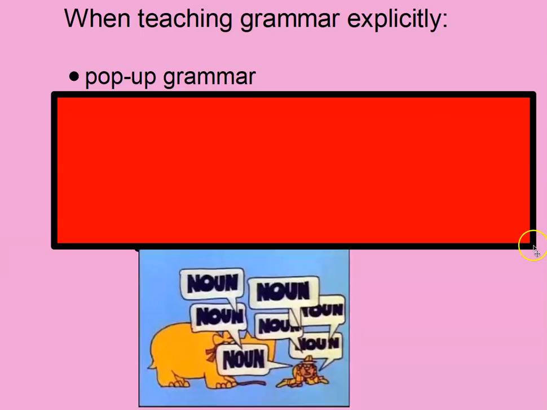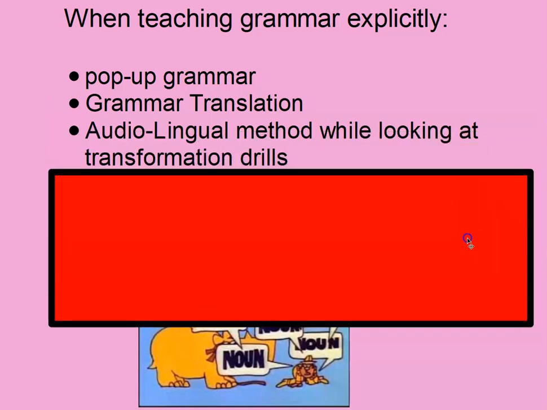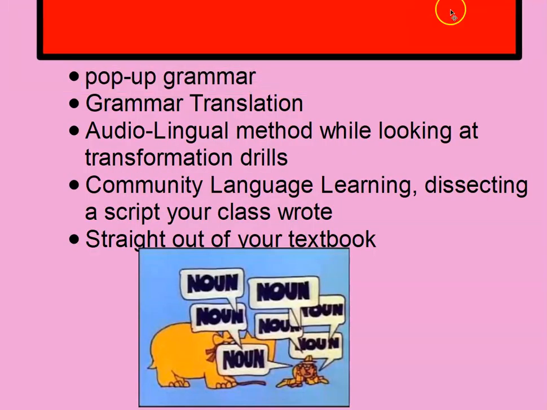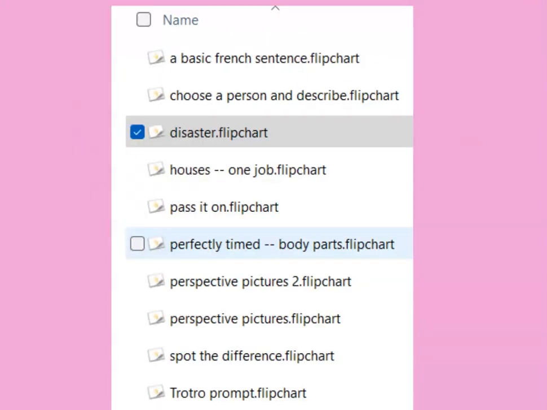When you're teaching grammar explicitly, you're doing pop-up grammar, grammar translation method, audiolingual method while looking at transformation drills, community language learning, and you're dissecting a script your class wrote, or you're working straight out of your textbook and you want to explicitly talk about grammar. This is a really fun way to play with if-then, or if you're working on the construction, first this happens and then this happens. You can show a series of pictures taken moments before disaster, quote unquote.